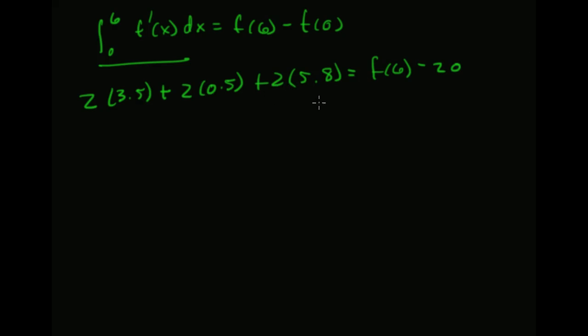So this side reduces to 20.2, which is going to give me 40.2 is f of 6. So that one's pretty straightforward. A little bit of fundamental theorem of calculus and a little bit of Riemann sums. So let's move on to part B.